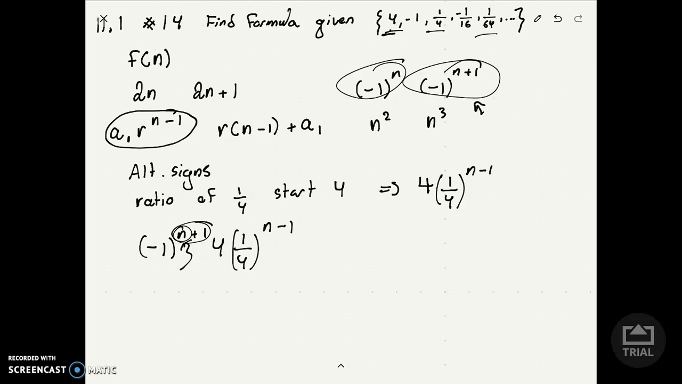If it were flipped and the negative 4 here was negative and this was positive, and that continued on, we just use n in the exponent. So this is our function that describes the sequence. And there you have it.